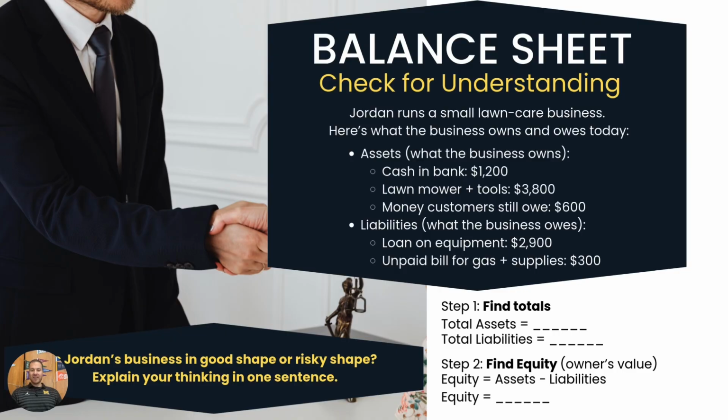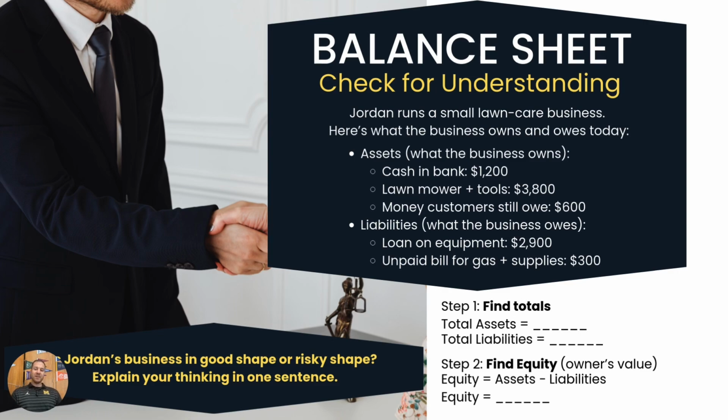So, we see that they have some assets, we see that they have some liabilities. First step is to figure out our total assets. Well, we have cash, tools, and customers that still owe us money. And so our total assets at this time are going to be the sum of that at $5,600. The second step is to add up all of the liabilities. That's our loan, unpaid bills, and that gives us $3,200 in total liabilities.